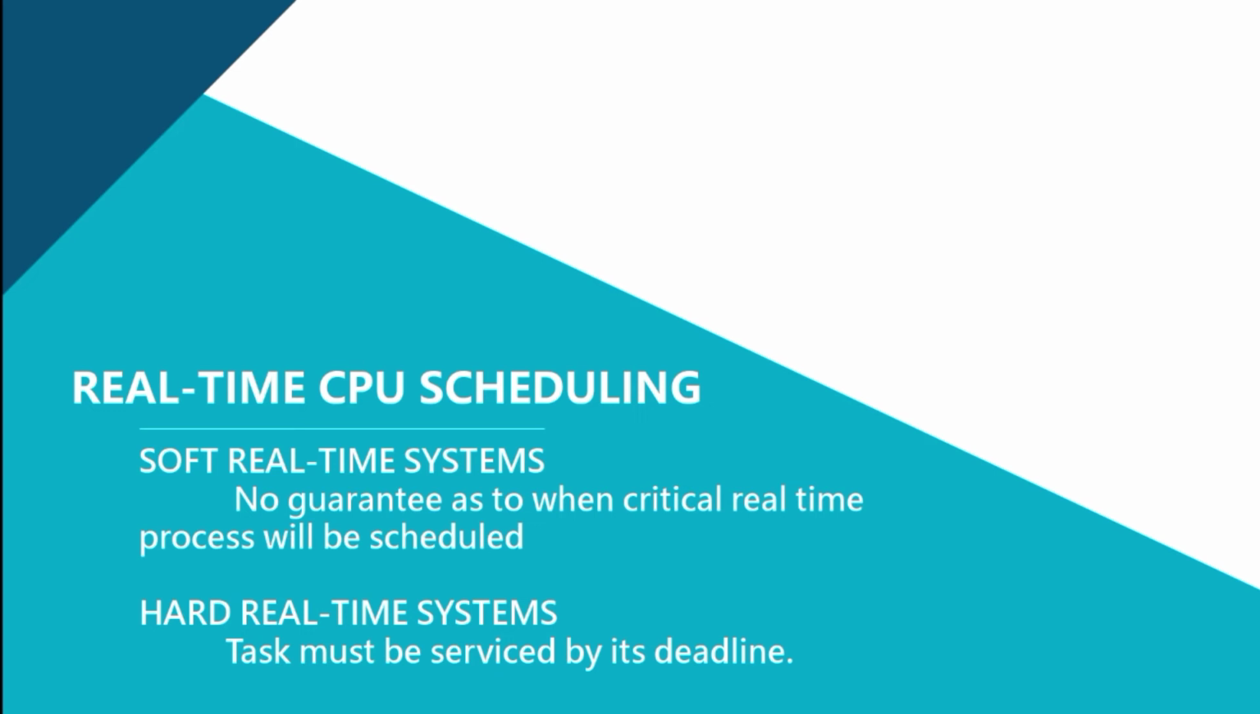While in the hard real-time system, a task must be serviced by its deadline. Okay, so there is a specific time for the hard real-time system to conduct processes or scheduling for every program. There is an exact time for the program to be executed and allocated, and that is what we call the hard real-time system.